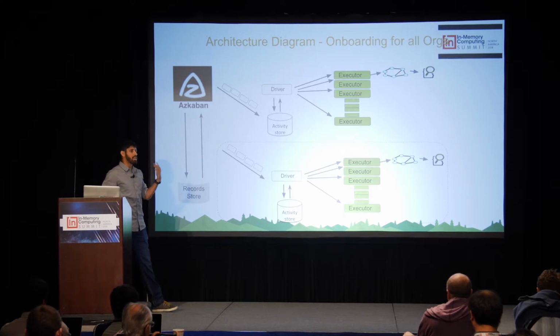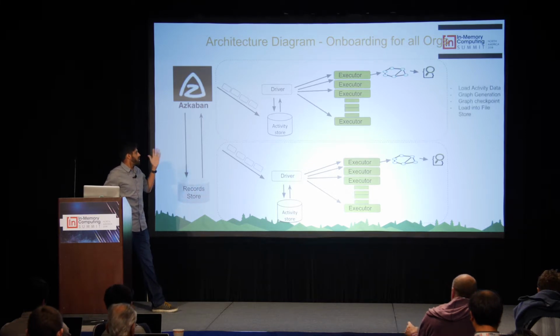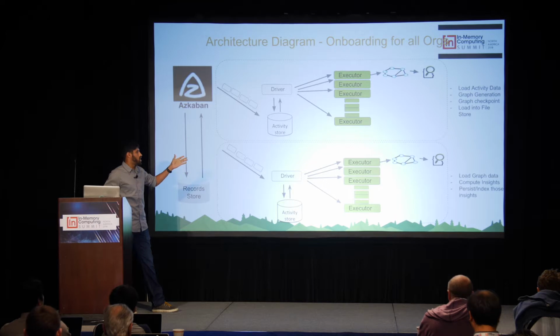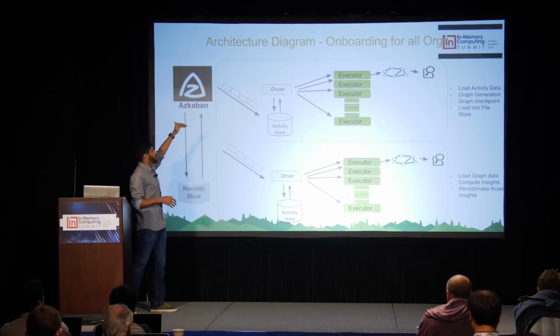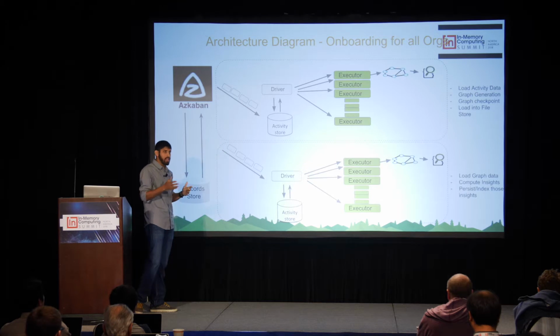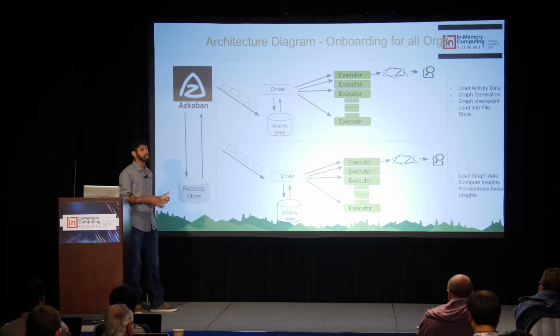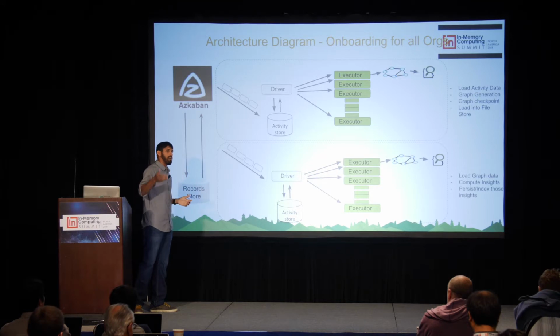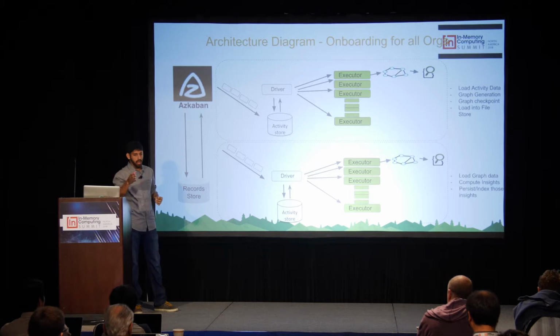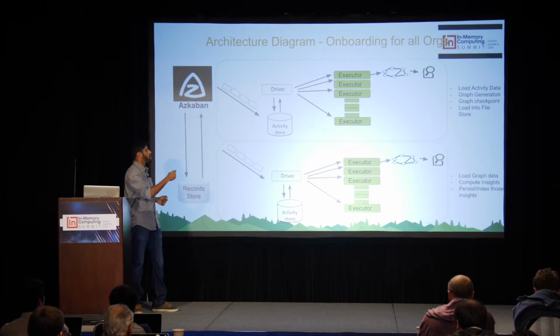But someone can ask why, for a single organization, we would have 2 jobs. We have multiple stages here. In the first stage, we load all the activity data, create the graph, then checkpoint the graph and load it into the file store. But once we have the graph in place, we need a different job. The first job is more resource intensive. We need a larger number of cores to load a lot of data from our file store into the Spark job itself. But the second job is all about computing the insights, which requires more memory than resources in order to compute the insights.